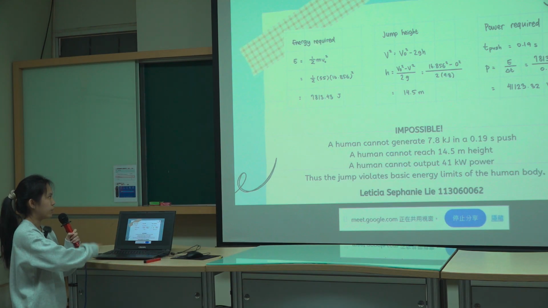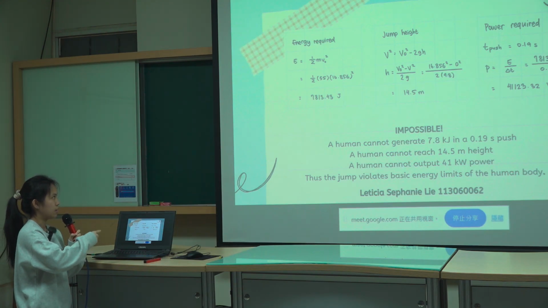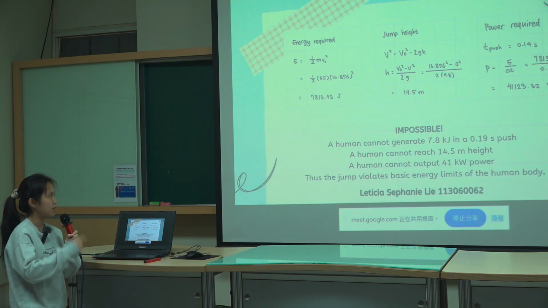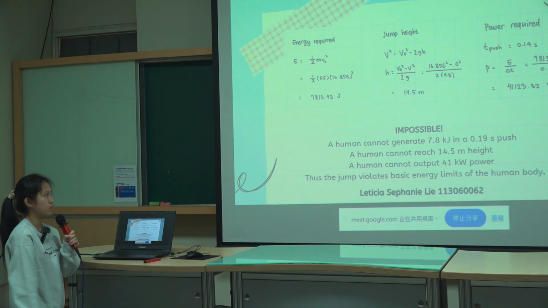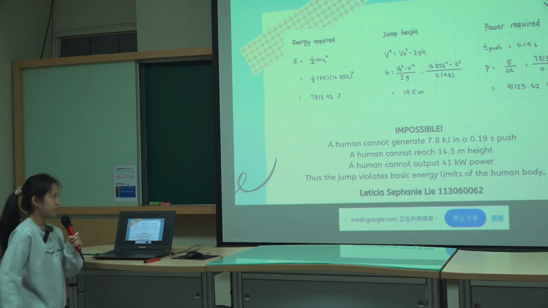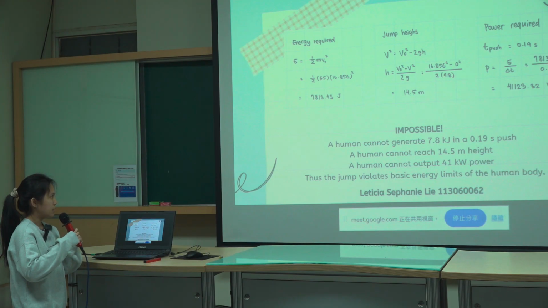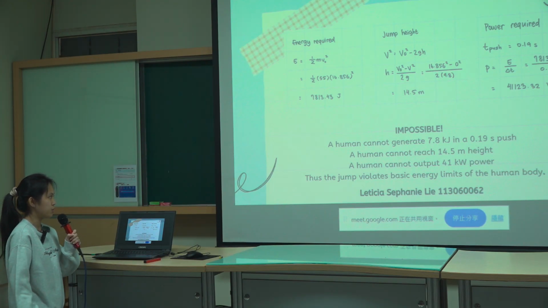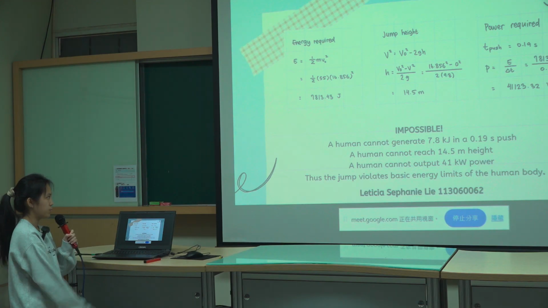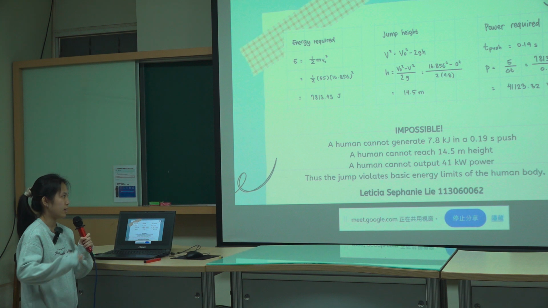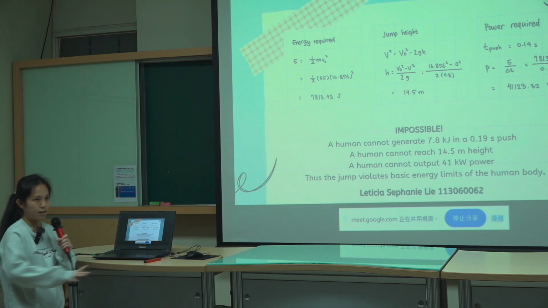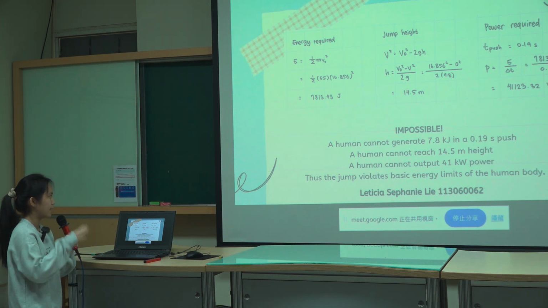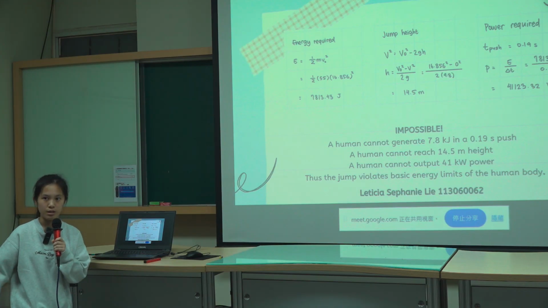And the power required to do the jump, with a push time of only 0.19 seconds, is 41,123.32 watts. So this is impossible. A human cannot generate 7.8 kilojoules in a 0.19 second push, and of course a human cannot reach a 14.5 meter height, and they cannot output 41 kilowatts of power. This violates the basic energy limits of a human body.